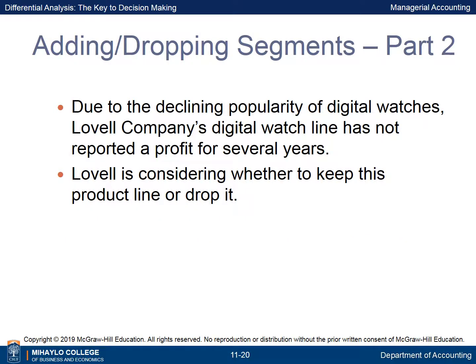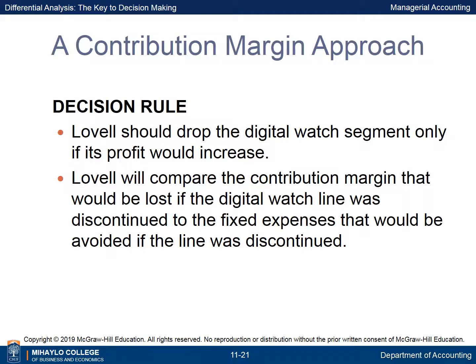Due to the declining popularity of digital watches, Lovell Company's digital watch line has not reported a profit for several years. Lovell is considering whether to keep this product line or drop it. Lovell should only drop the digital watch segment if its profit will increase. Lovell will compare the contribution margin lost if the digital watch line is discontinued to the fixed expenses that will be avoided if the line is discontinued.